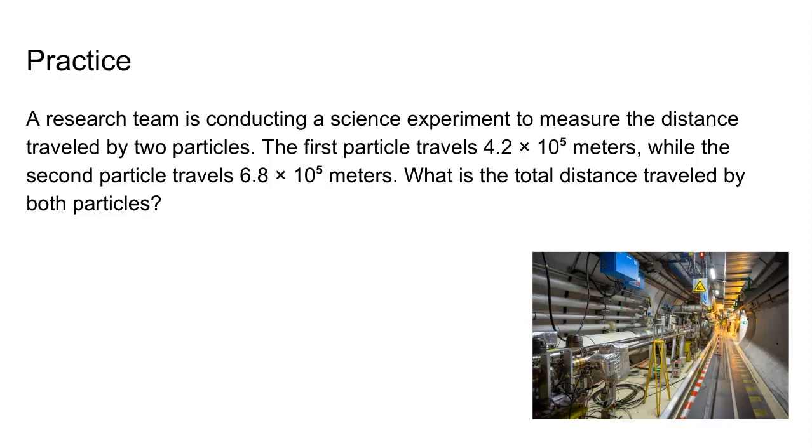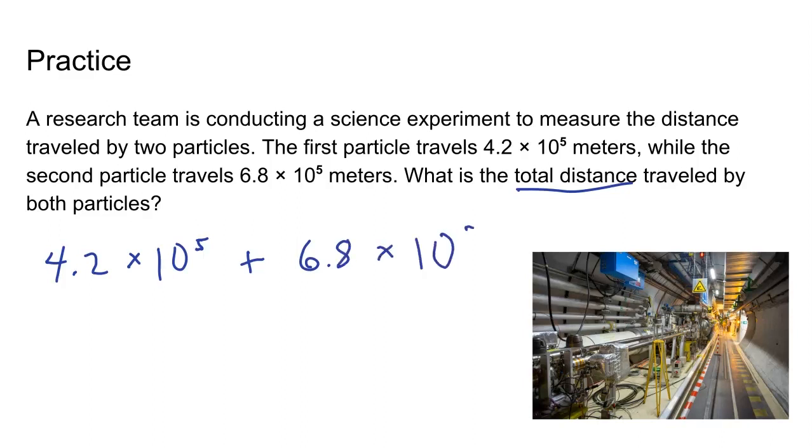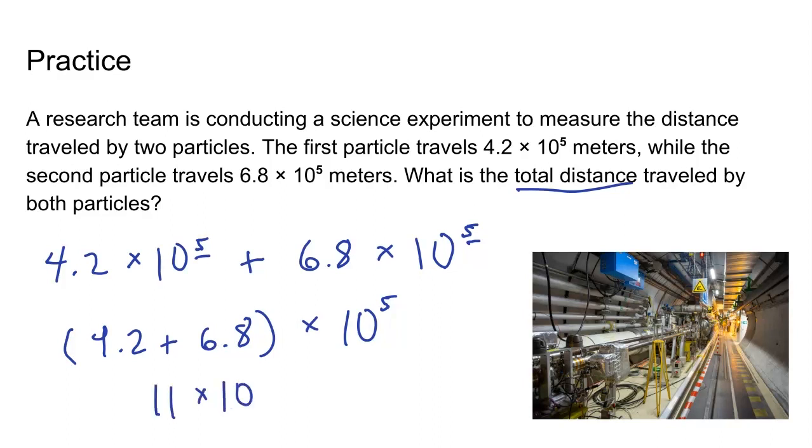In this case, you need to solve for the total distance, which means you need to add the two distances, which gives you 4.2 times 10 to the 5th power plus 6.8 times 10 to the 5th power. Since both numbers have the same exponent of 5, you can add the coefficients. 4.2 plus 6.8 times 10 to the 5th power. 4.2 plus 6.8 equals 11 times 10 to the 5th power.